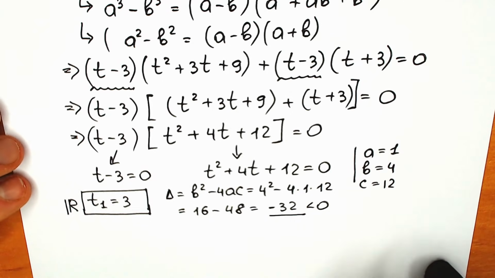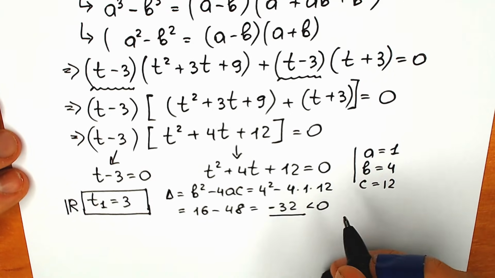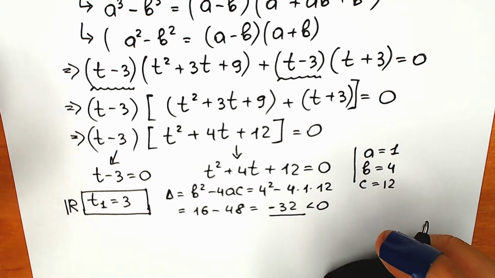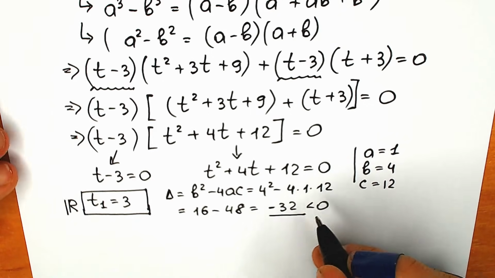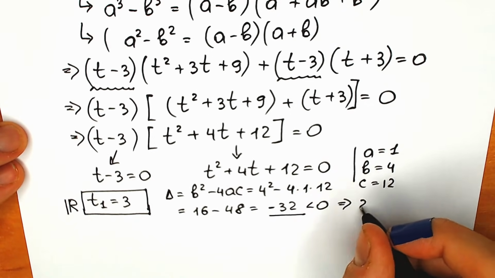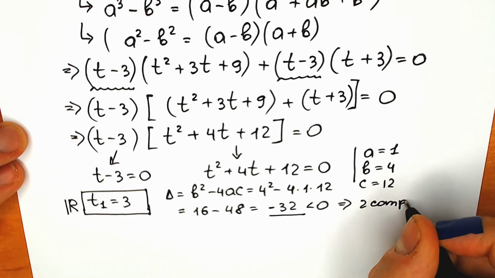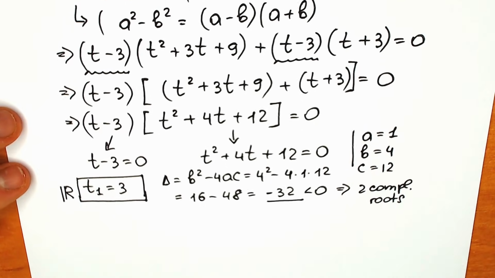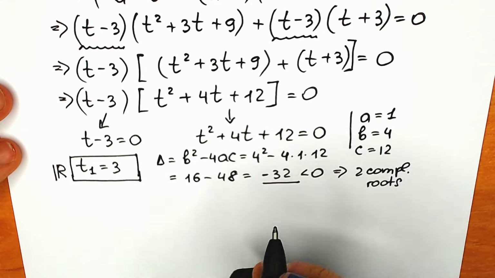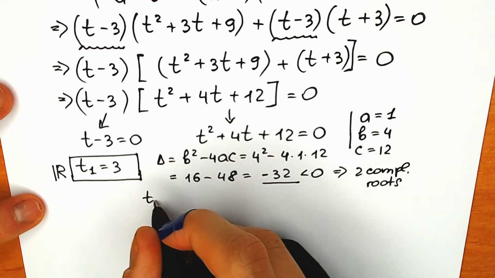And a lot of students might be saying, okay, right here we don't have roots. This is correct, but not fully correct, because we don't have real number roots right here. We have two complex roots. Really great. Two complex roots. And what are we going to do next? Of course, let's solve it. Let's find it, t second and t third.